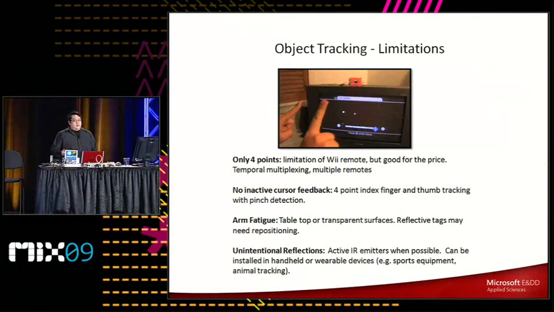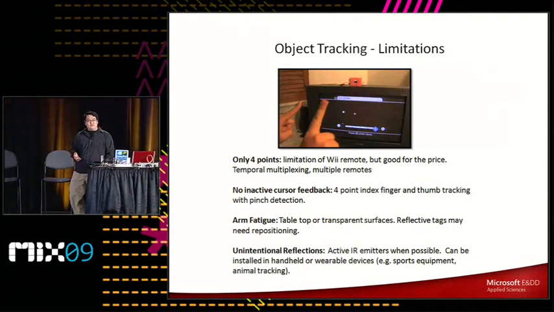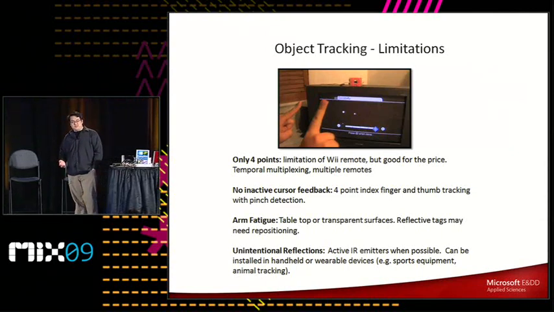You do get a lot of arm fatigue. Minority Report is very attractive for people to blog about and take pictures of, but as soon as you do this for more than 30 seconds, you get what's called gorilla arm, and that's because your arms feel really heavy and you start to get cramps in your arm.